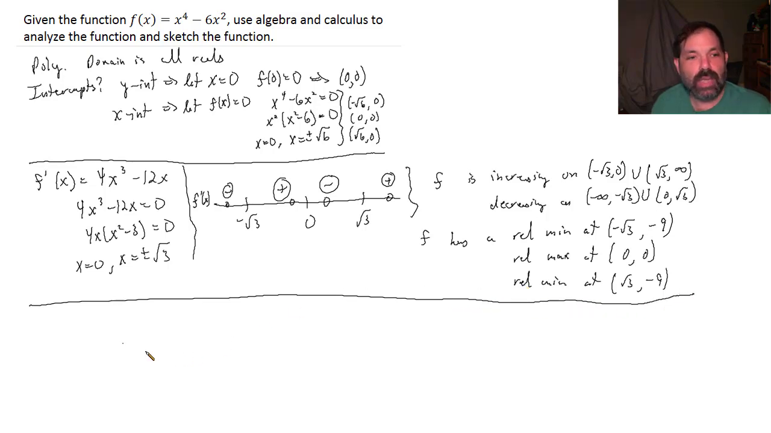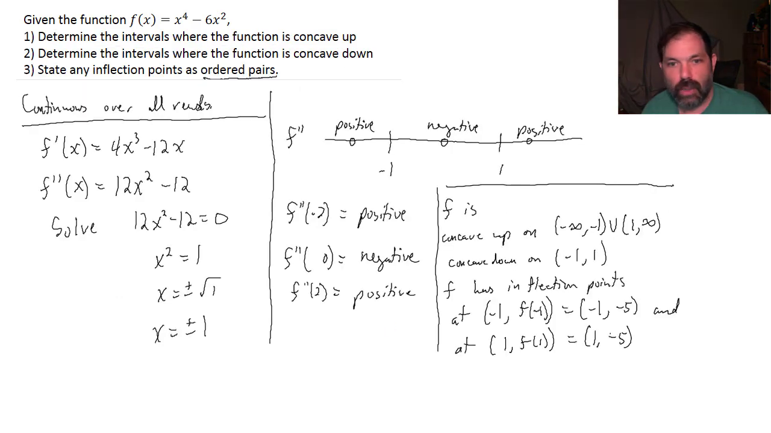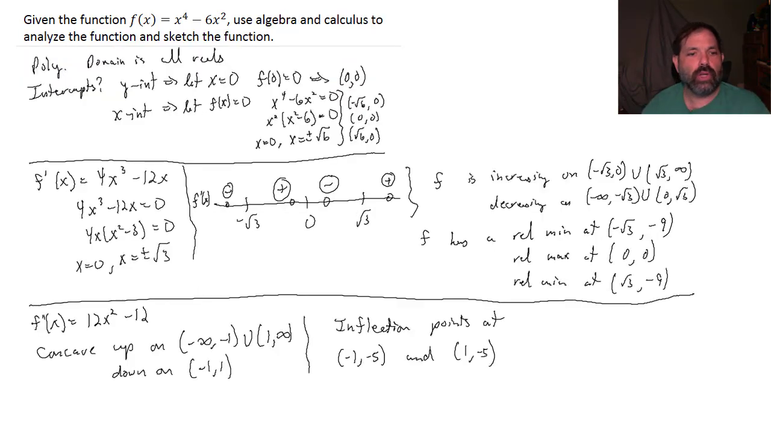And then we analyze with the second derivative. But we did this earlier, right? We did this in the previous video, but earlier in this topic I used the same exact function. Let me pull it back up real quick. So here's what we learned from that. We found that the function was concave up on negative infinity to negative 1 and 1 to infinity, concave down on negative 1 to 1, and inflection points at (negative 1, negative 5) and (1, negative 5). So let's bring that information over. So I just copied that information over.